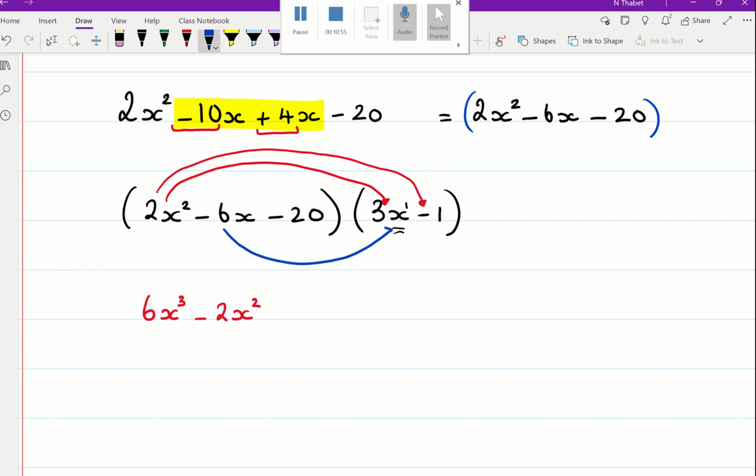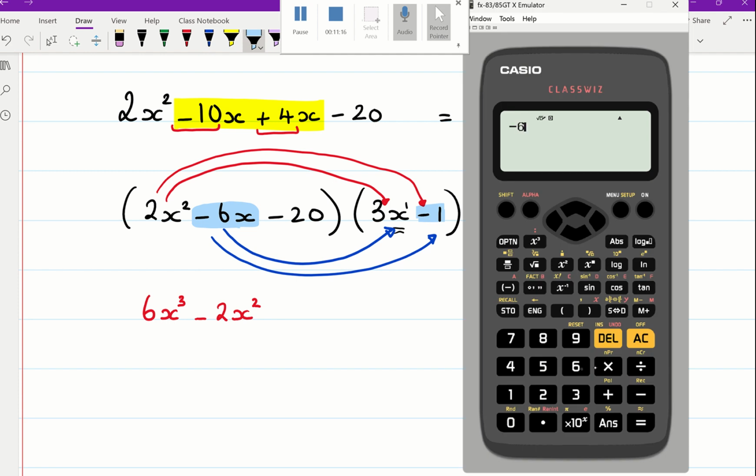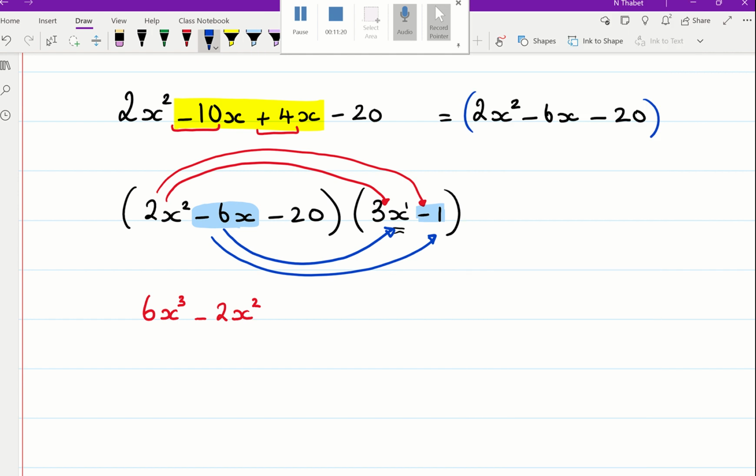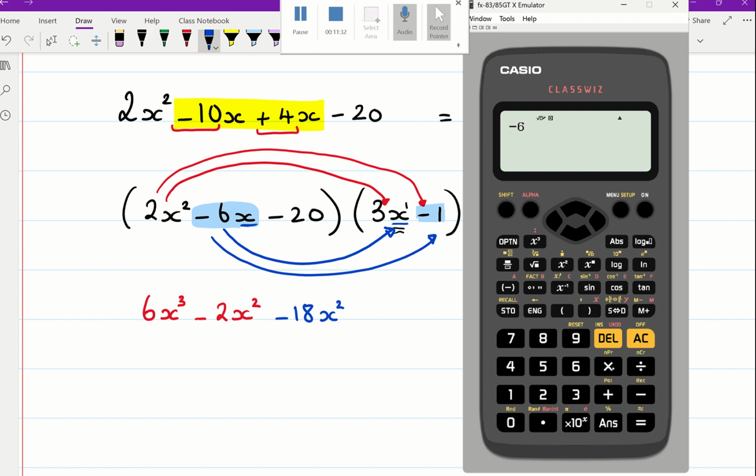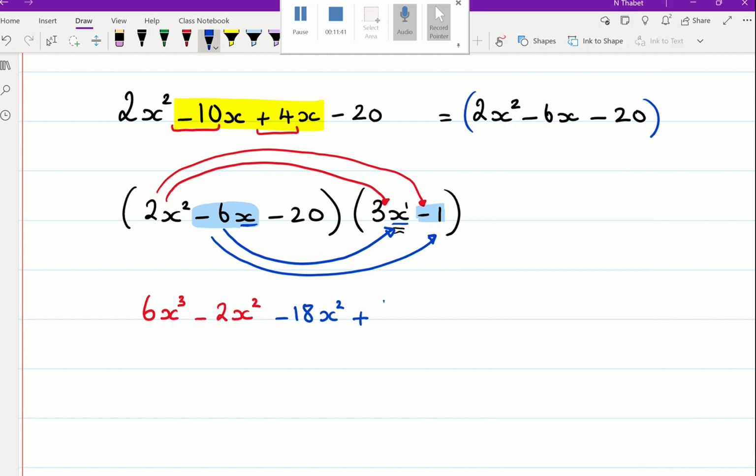This is negative 6x. So please note this is a negative 6x, not a positive 6, minus 6x times 3x. And then I've got negative 6x also times negative 1. The signs are so important. So let's use the calculator. Negative 6 times 3 is negative 18. So I've got negative 18, and you must remember it's an x times an x squared. And then negative 6 times negative 1 is a plus 6. It's a positive 6. So you must put the right sign. Not just the 6, but a plus 6x. Not x squared, because there's no x. There isn't a second x here. So just plus 6x. And then finally, I've got a negative 20.